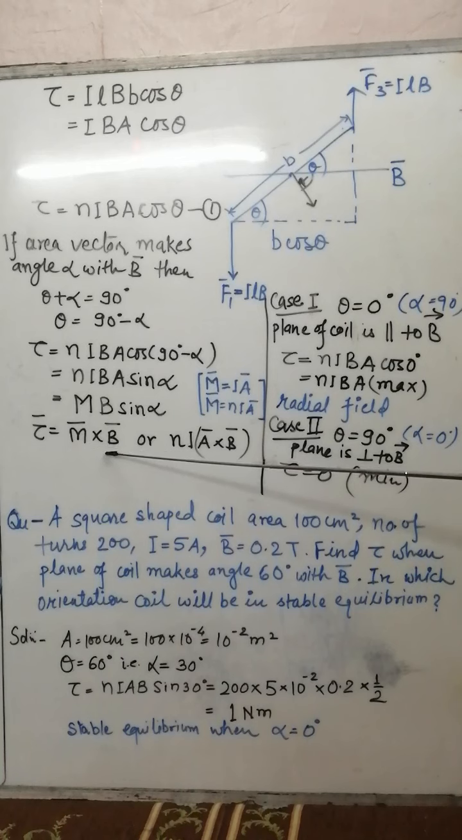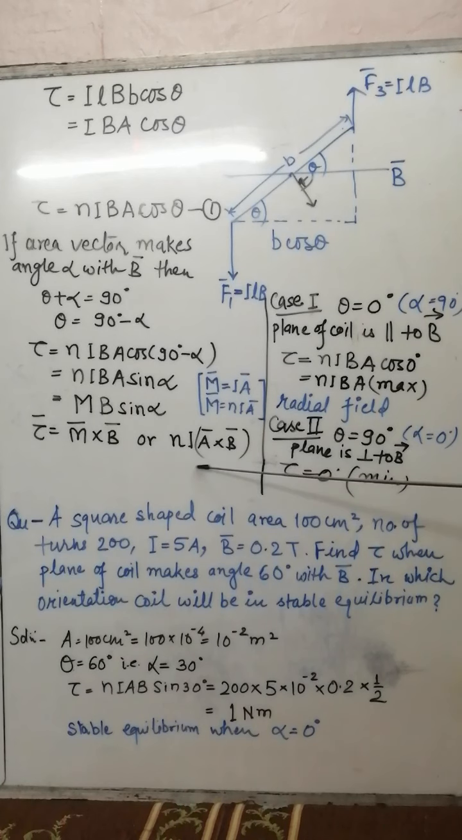Or we can write it like tau is equal to M cross B in vector form. Cross product of two vectors is a vector quantity, so torque tau is equal to M cross B, or you can write NIA cross B, where A is the area vector which is perpendicular to the plane of that loop. So this much torque is experienced by the current carrying loop.